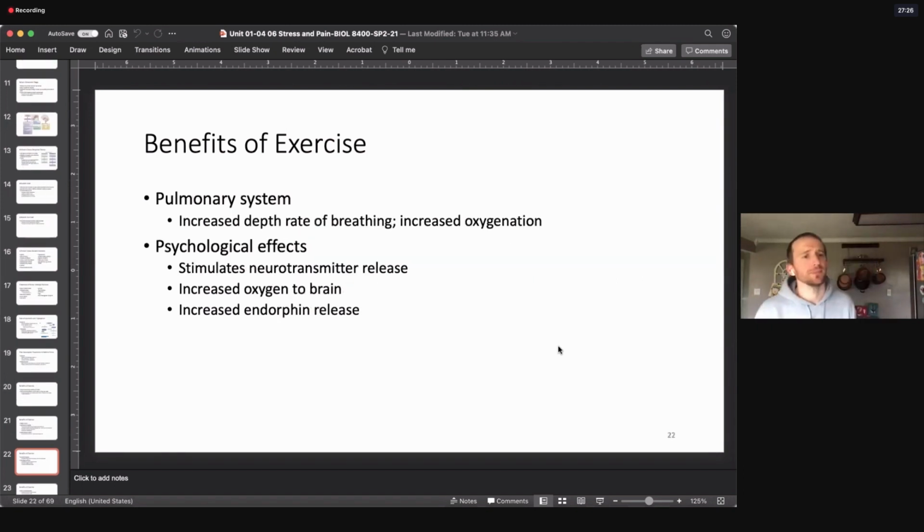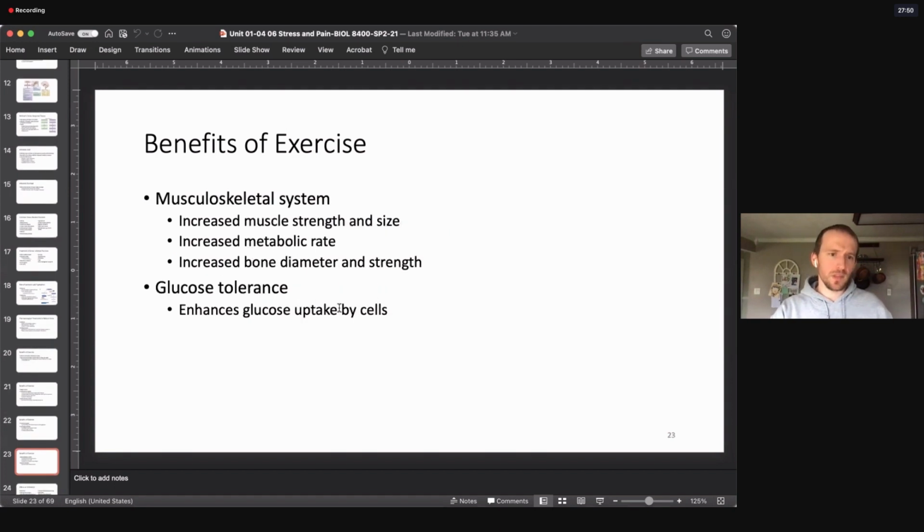Your lungs get better. And if you think about it, this makes sense, because if the body says, oh, I'm used to being stressed with this physical event, I should probably make my heart pump more efficiently and make my lungs work a little bit better. And it also increases endorphins, which is a psychological effect, but it's a consequence of having those endorphins released. And they're a neurotransmitter that helps with pain management and feelings of euphoria. Skeletal muscle system gets better.